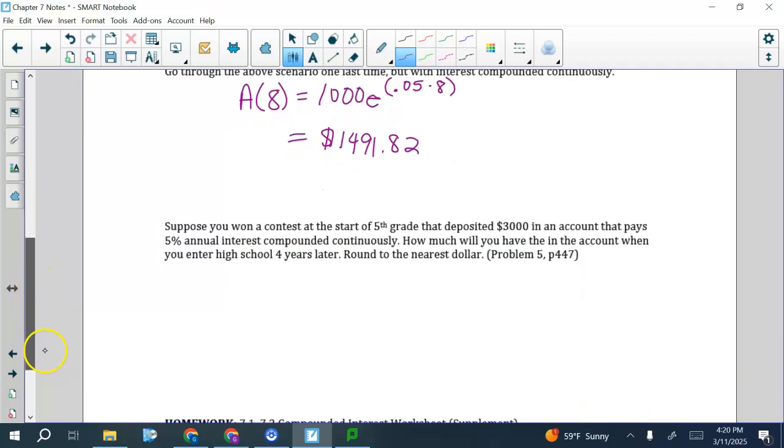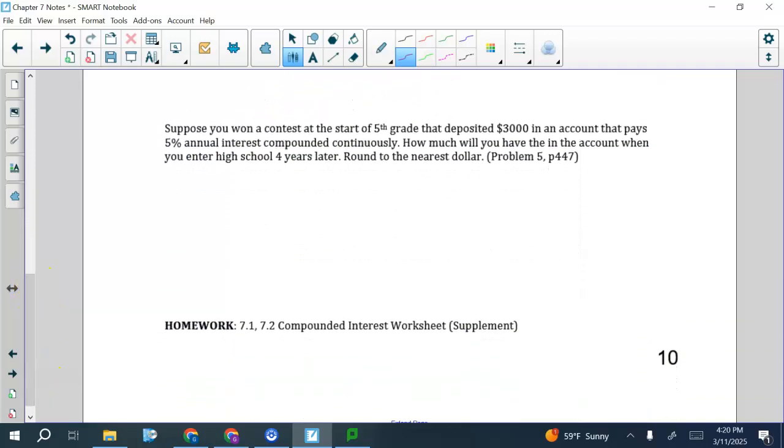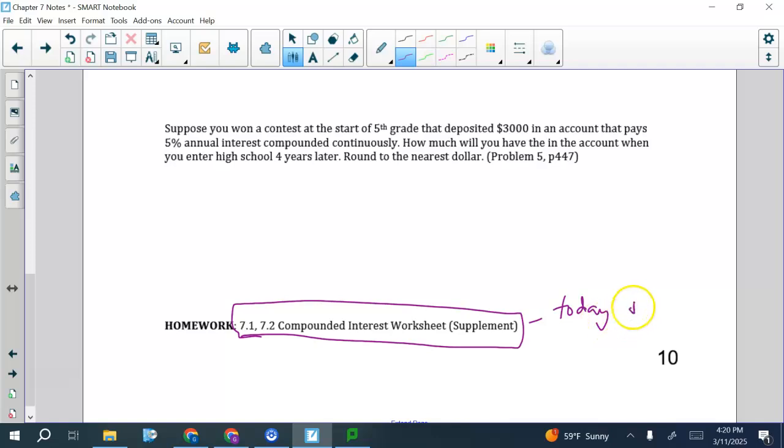All right, we'll come back to that last problem tomorrow, but go ahead and work on that next page in your packet, 71-72 compound interest worksheet. Work on that today and tomorrow. So if you get stuck on some, we can work on some of those in class tomorrow. Okay? All right.